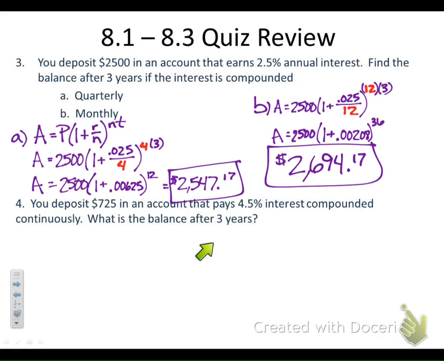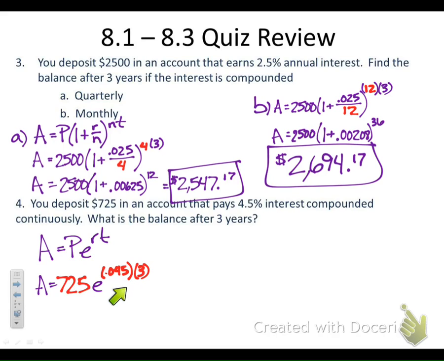All right, you deposit $725 in an account that pays 4.5% interest compounded continuously. What is the balance after 3 years? So this is the last formula we haven't dealt with, the Pert one. So we get this set up. Before you compute this, because I have a lot of people putting in their calculator what they see here. They have E caret, open parenthesis, 0.045, close parenthesis, open parenthesis, 3, close parenthesis. Bad thing is your calculator sees that as the following. If you tried putting this into your calculator like what it looks like, your calculator thinks you're doing this.